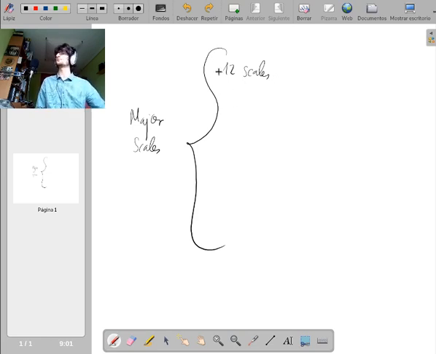Okay, for example, C, C sharp, D, E flat, E, F, F sharp, G, A flat, A, B flat, B, and C again. So there are 12 scales. They have the same distance between sounds.